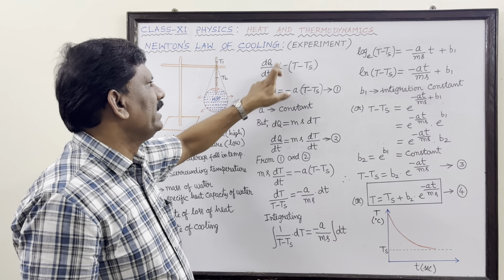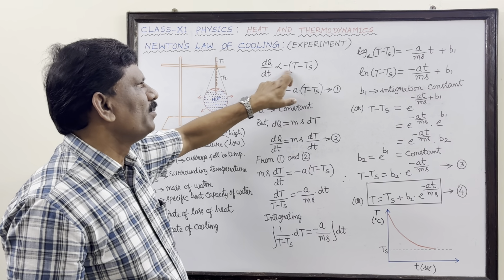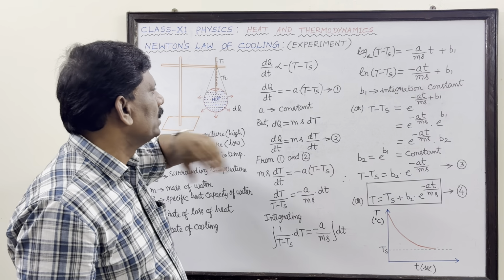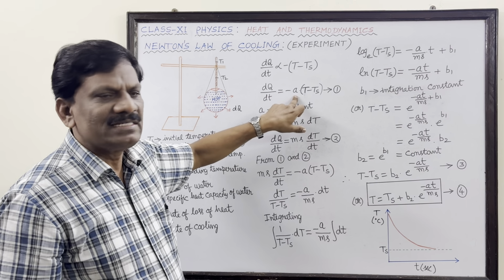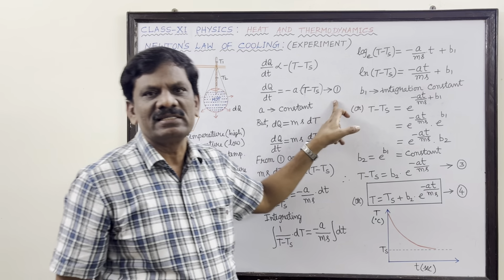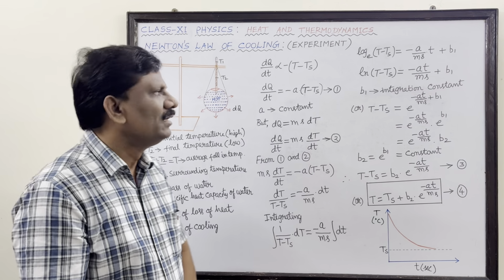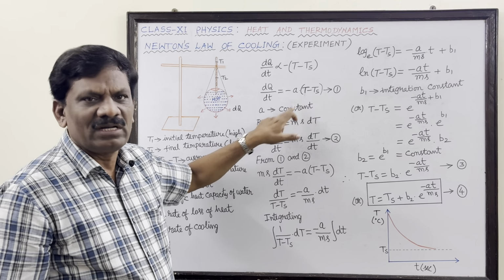So rate of cooling dq by dt is proportional to minus of (T minus Ts), or dq by dt is equal to minus A into (T minus Ts). This is the first equation, which is a statement of Newton's law of cooling. And A is a positive constant.